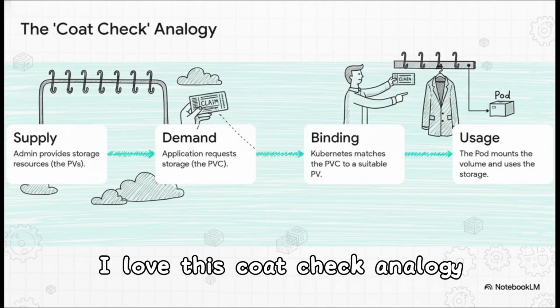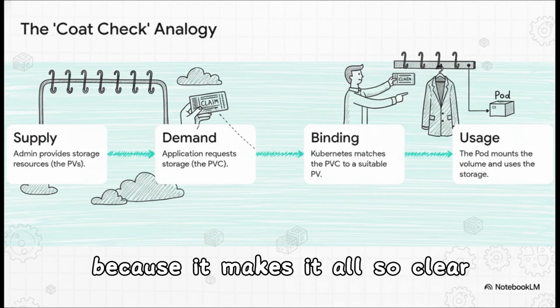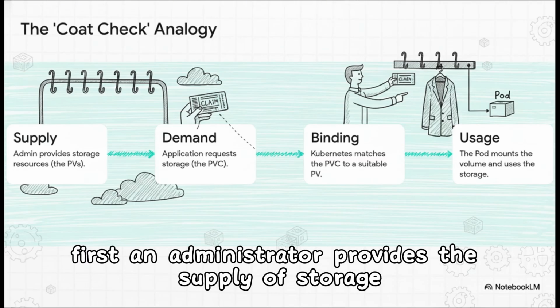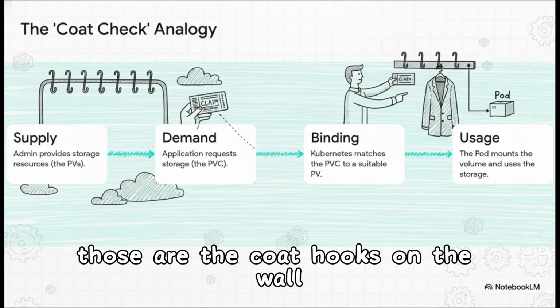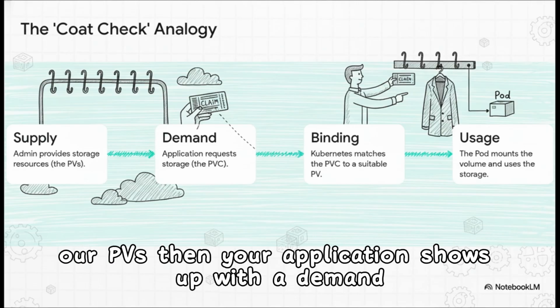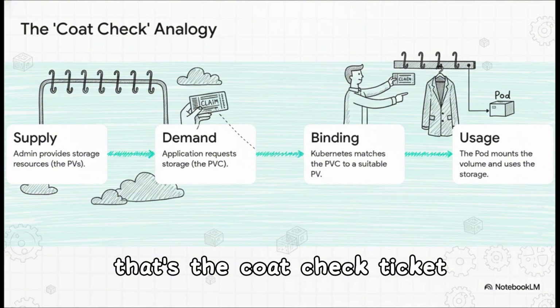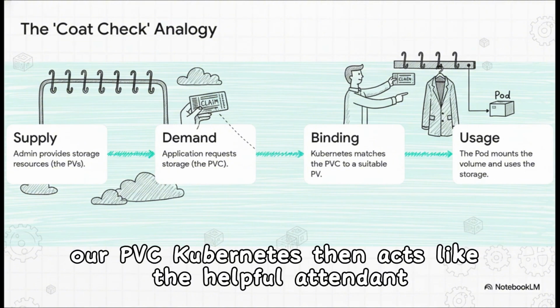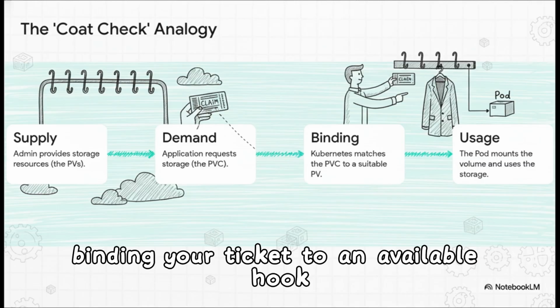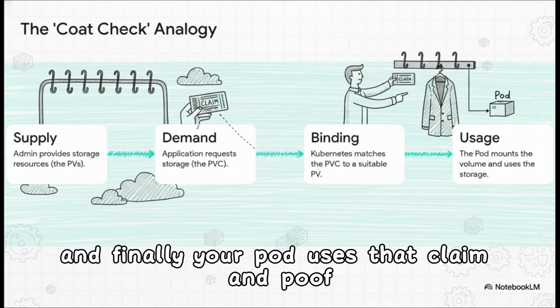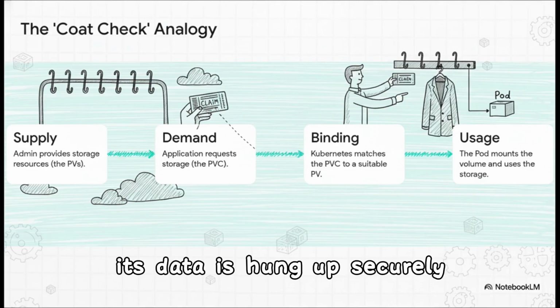I love this coat check analogy because it makes it all so clear. First, an administrator provides the supply of storage. Those are the coat hooks on the wall, or PVs. Then your application shows up with a demand. That's the coat check ticket, or PVC. Kubernetes then acts like the helpful attendant, binding your ticket to an available hook. And finally, your pod uses that claim, and poof, its data is hung up securely.